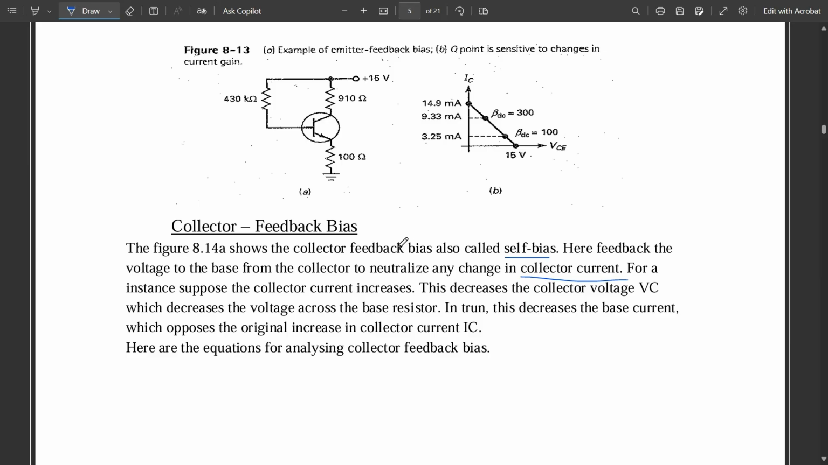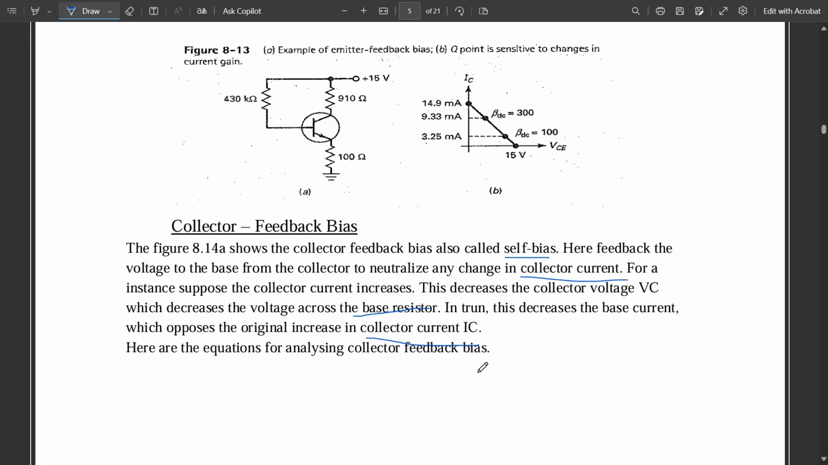If you see some change in the collector current and you want to neutralize that, or want that current to become stable, then feedback is sent from the collector voltage to the base. So that is called collector feedback bias. For instance, suppose the collector current increases. This decreases the collector voltage, which decreases the voltage across the base resistor as well. This decreases the base current, which opposes the original increase in the collector current.